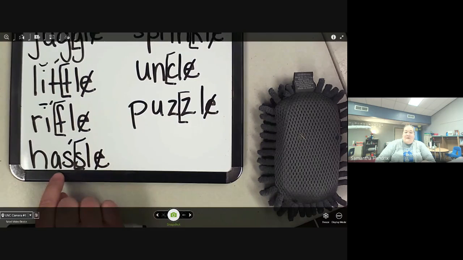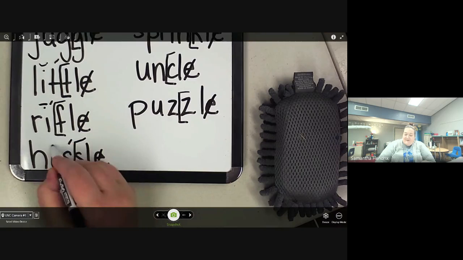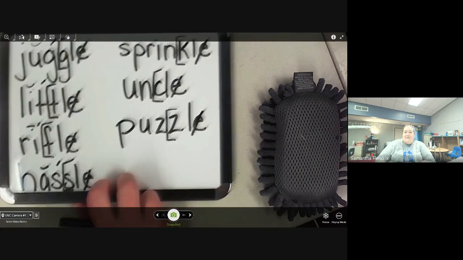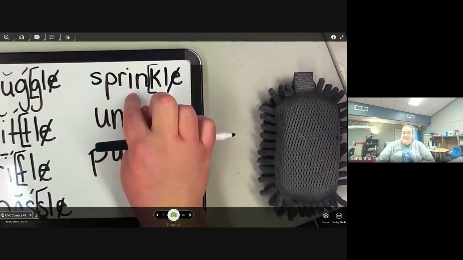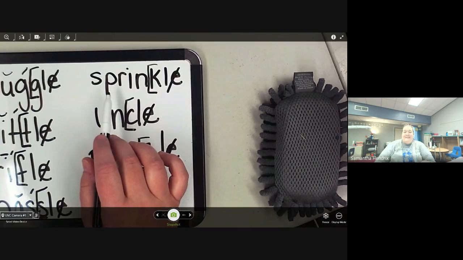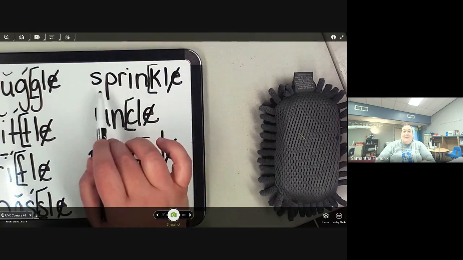Here's a vowel followed by a consonant in this syllable. Been getting those mixed up. Here's a vowel followed by a consonant in this syllable. So it gets a breve. Hassle. Look at this one. Ooh, we should know SPR is a blend. Yeah, it's a blend. Spr.